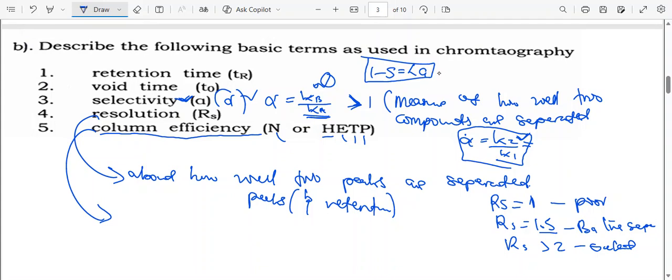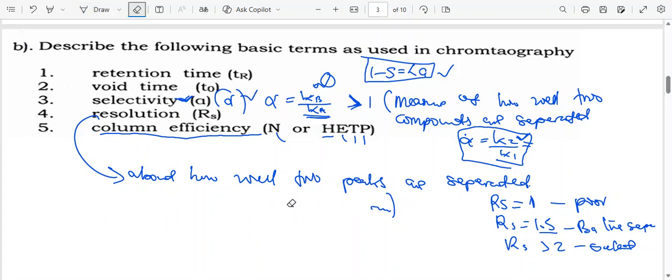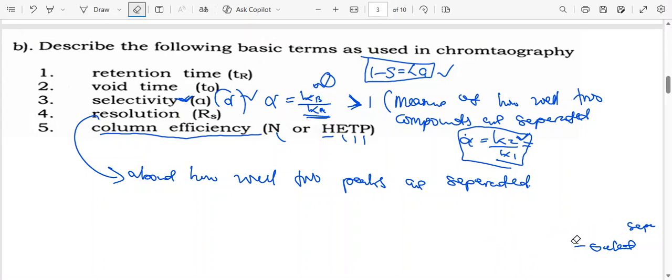For the selectivity factor, we have to look at 1 to 5, then we'll have a good separation. So resolution depends on the peaks and also the retention time. A resolution of 1 is poor, 1.5 is baseline separation, and more than 2 is excellent separation or excellent resolution.